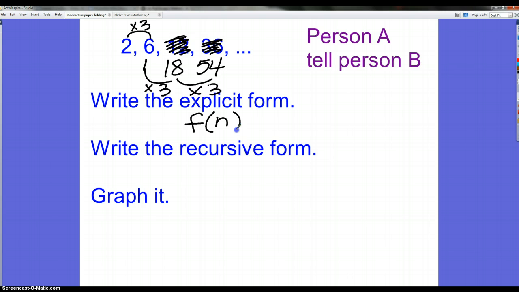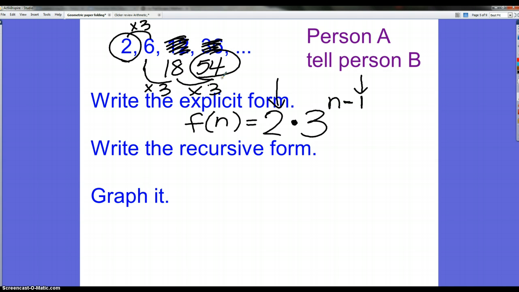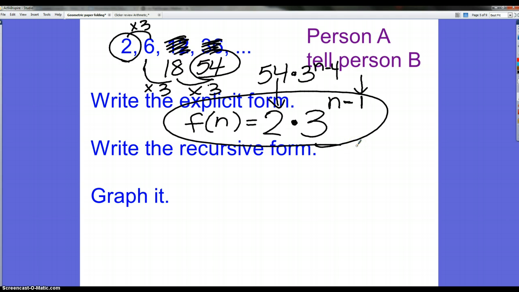So we're going to have fn. The first term is 2, so I put 2 first, times our r, or the number we're multiplying, is 3, and then to the n minus 1. Again, technically I didn't have to put the first term, but if I put, say, the fourth term, and I put 54 first times 3, I'd have to put n minus 4, because that's the fourth term. So yes, you could do that, or you could just stick to using the first term.